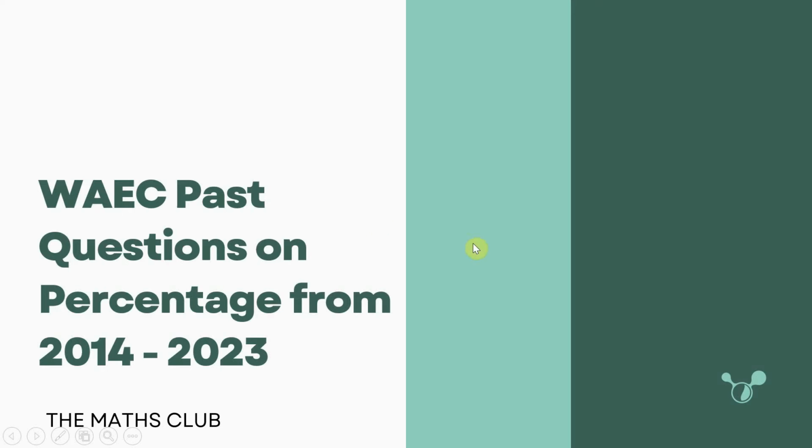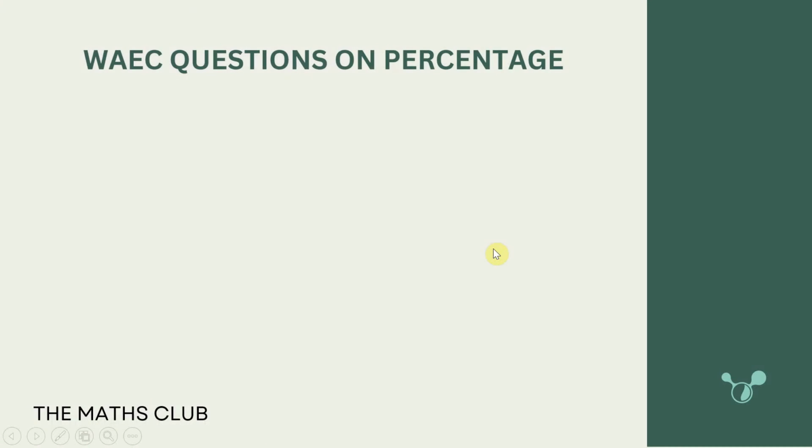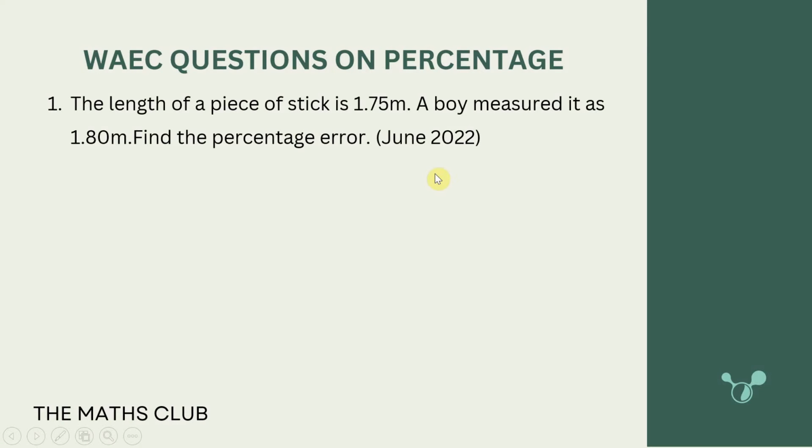So back to the WAEC past question on percentage. The first question I'm going to be taking is from the year 2022, and it says that the length of a piece of stick is 1.75 meters. A boy measured it as 1.8 meters. We should find the percentage error. I want you to pause the video and try this out yourself.